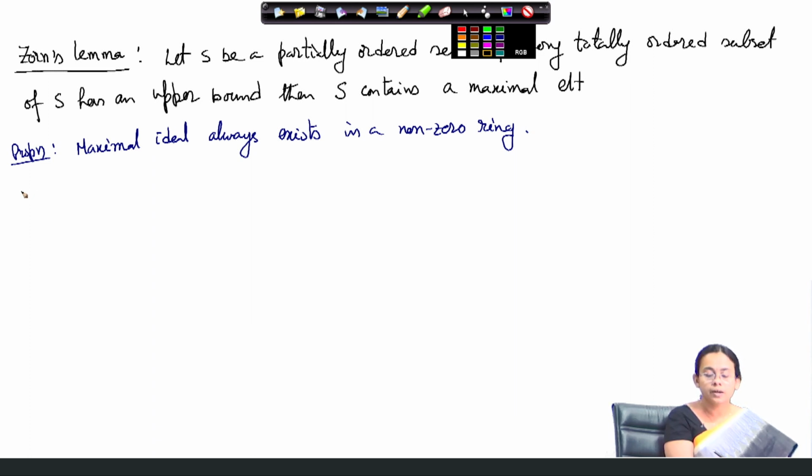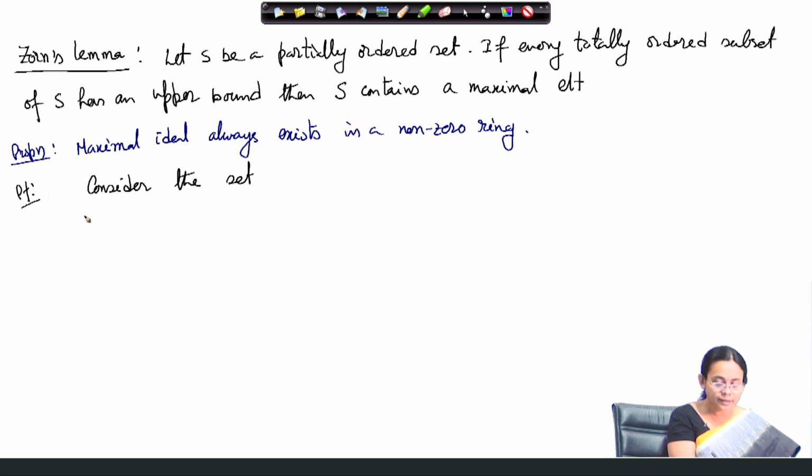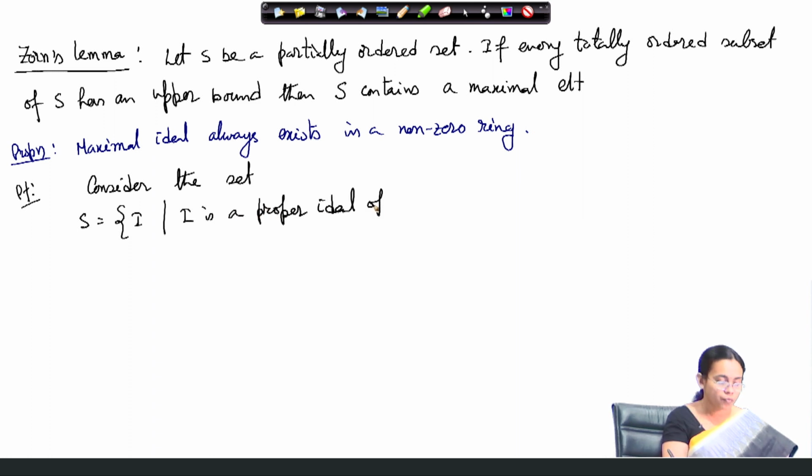That means, first of all I have to consider a partially ordered set, then choose a totally ordered subset in that, and then proceed. So, how do I consider it? I will consider the inclusion operation as the order. Consider the set S to be the collection of all ideals I such that I is a proper ideal of R. By that I mean that I is not the unit ideal of R.